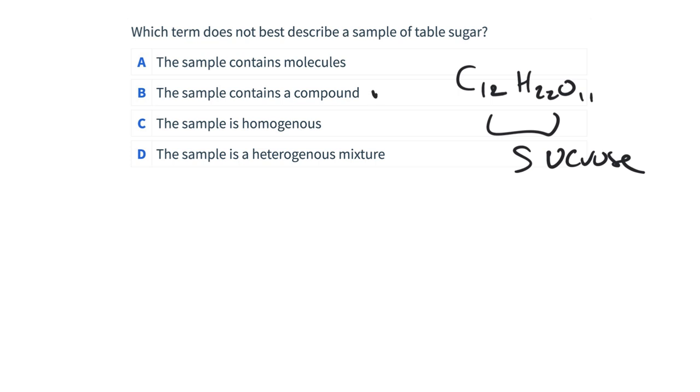I think you would be surprised to find that table sugar was an element. I think that would be really wild if sugar just was one of the 118 elements that we know of, or one of the 92 that actually naturally occur on Earth. So I think it would be kind of strange if it were just an element. And then I think it would be strange if this were anything but a molecule.